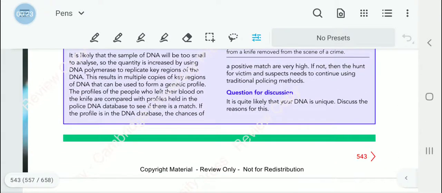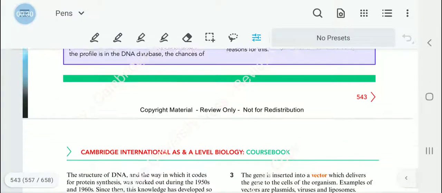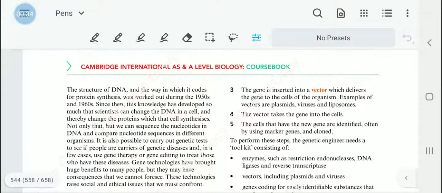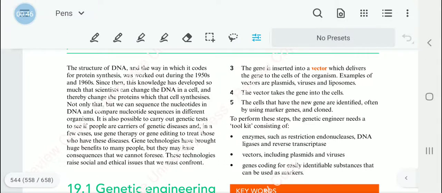Using some bodily fluid, we can relate the criminal to a certain place or an instrument or whatever it is. This is all done by studying DNA. We had breakthrough phenomena developed during the 1950s and 60s in relation to DNA.